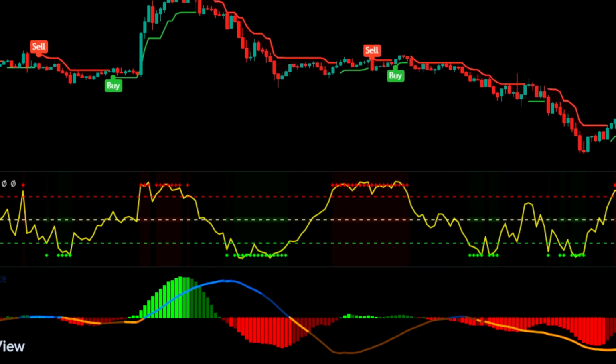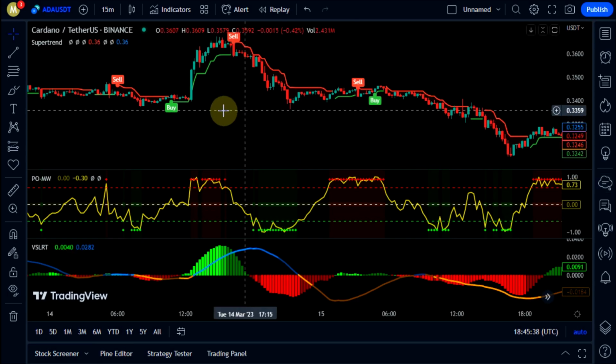The second condition is that the projection oscillator has crossed the overbought area from the top to the bottom, and at the same time or one candle after, the Super Trend has turned red. Then we can enter the sell position.